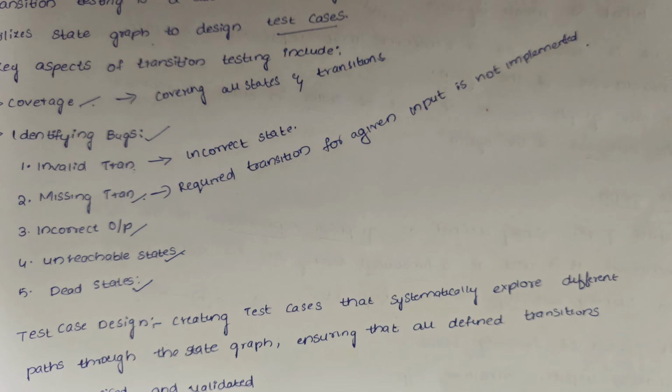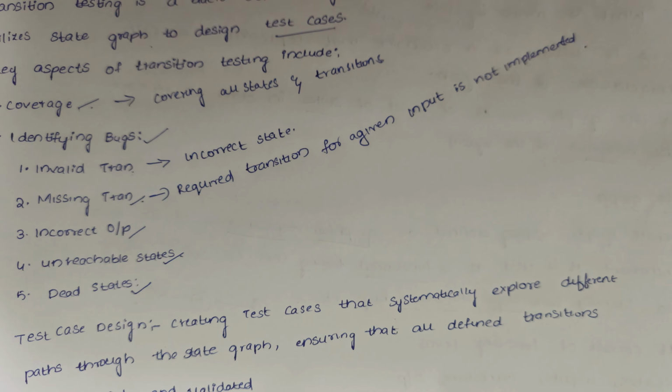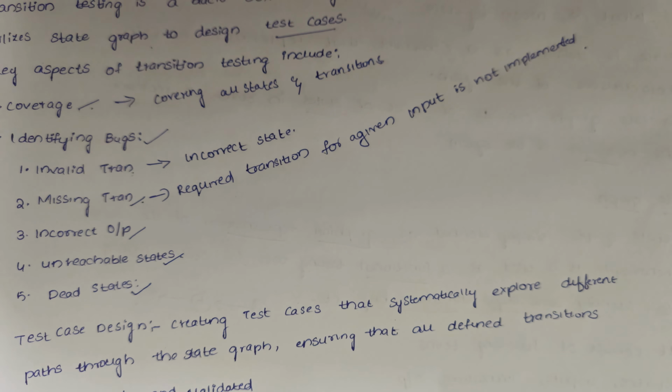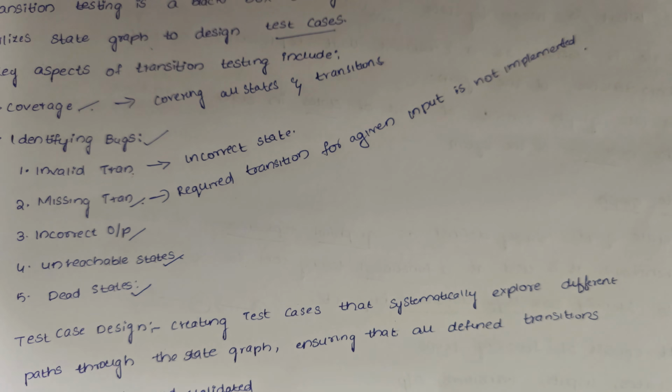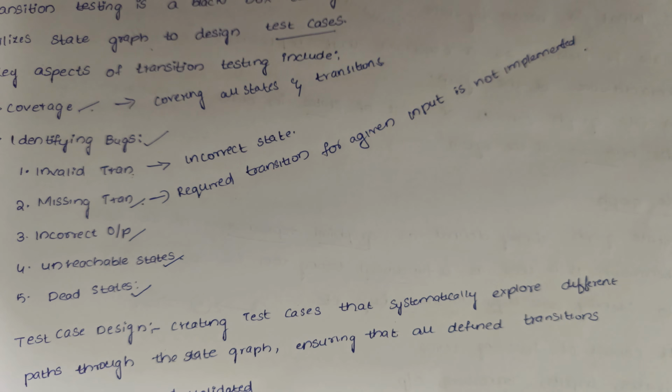when it gives an output. By using a state graph and applying transition testing, testers can effectively verify the dynamic behavior of a software, ensuring its adherence to the specified state machine model.